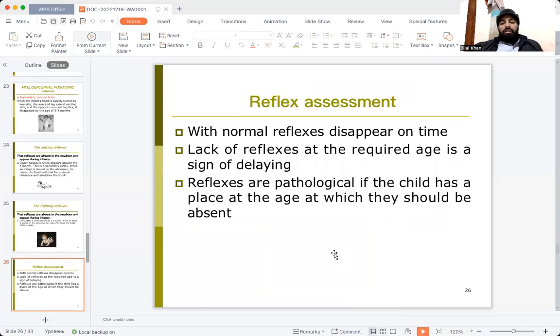So normal reflexes disappear on time. Lack of reflexes at the required age is a sign of delay, and reflexes are pathological if they persist at the age at which they should be absent.